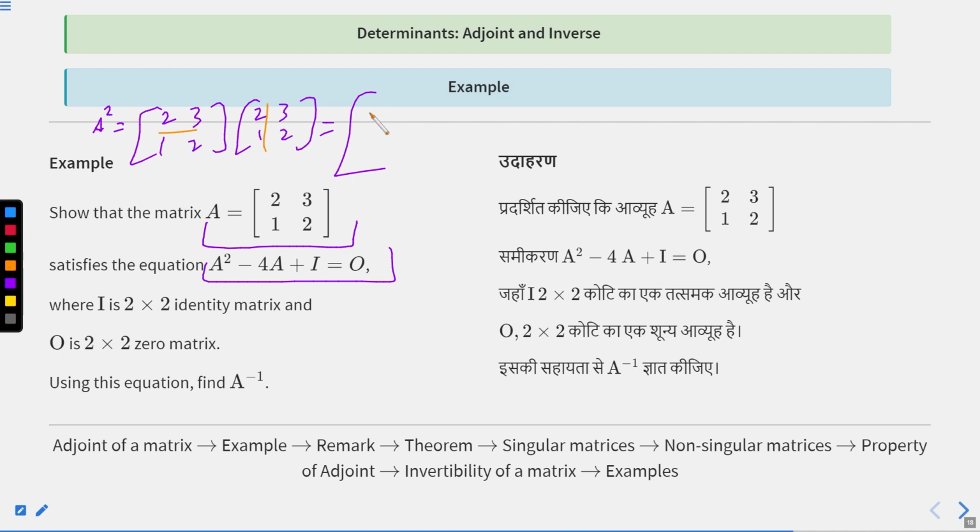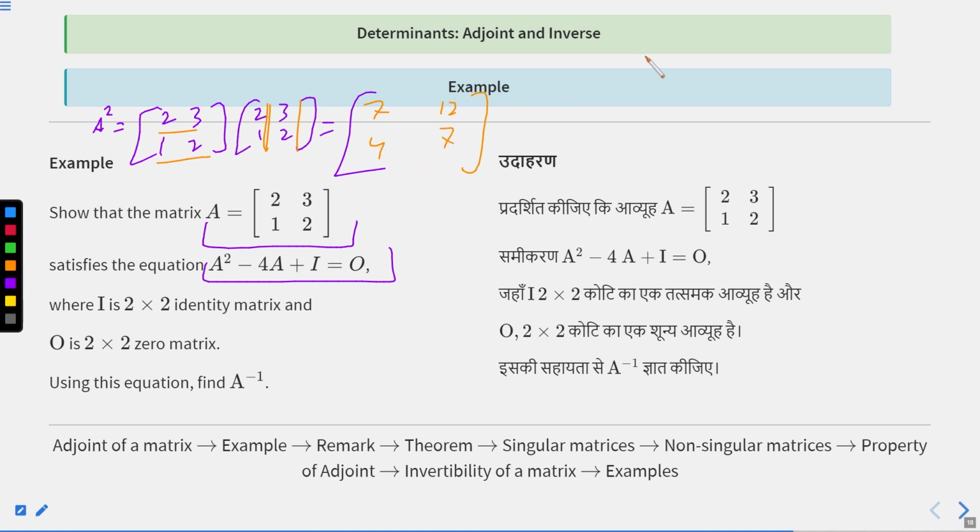So 4 plus 3 will give you 7. Now multiplying with this, 6 plus 6 will give you 12. Now this multiplied with this, 2 plus 2 will give you 4. Now 3 plus 4 will give you 7. Okay, A square is this.